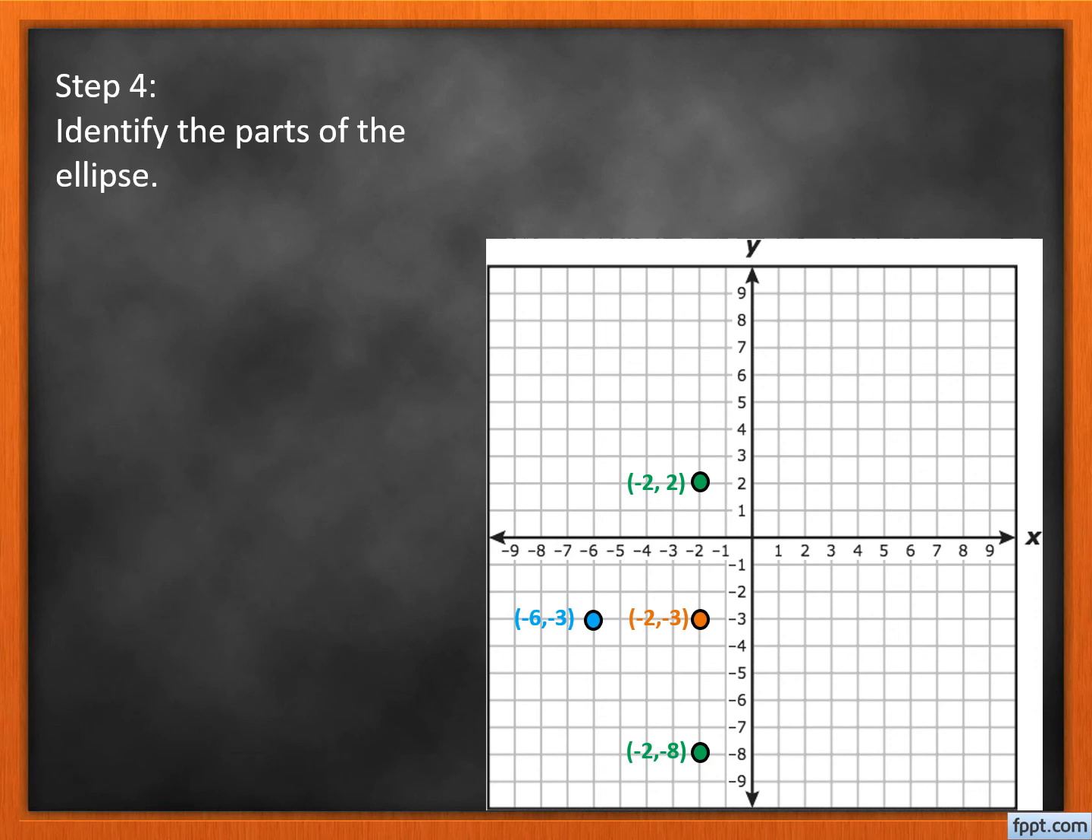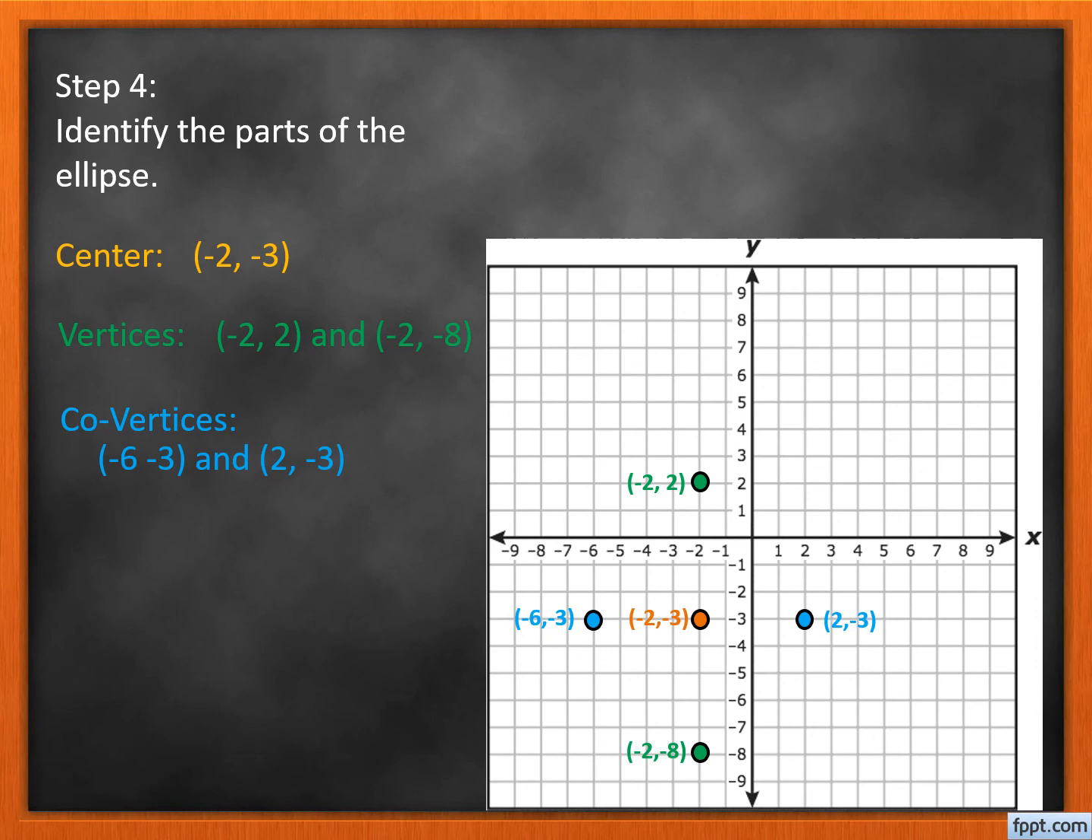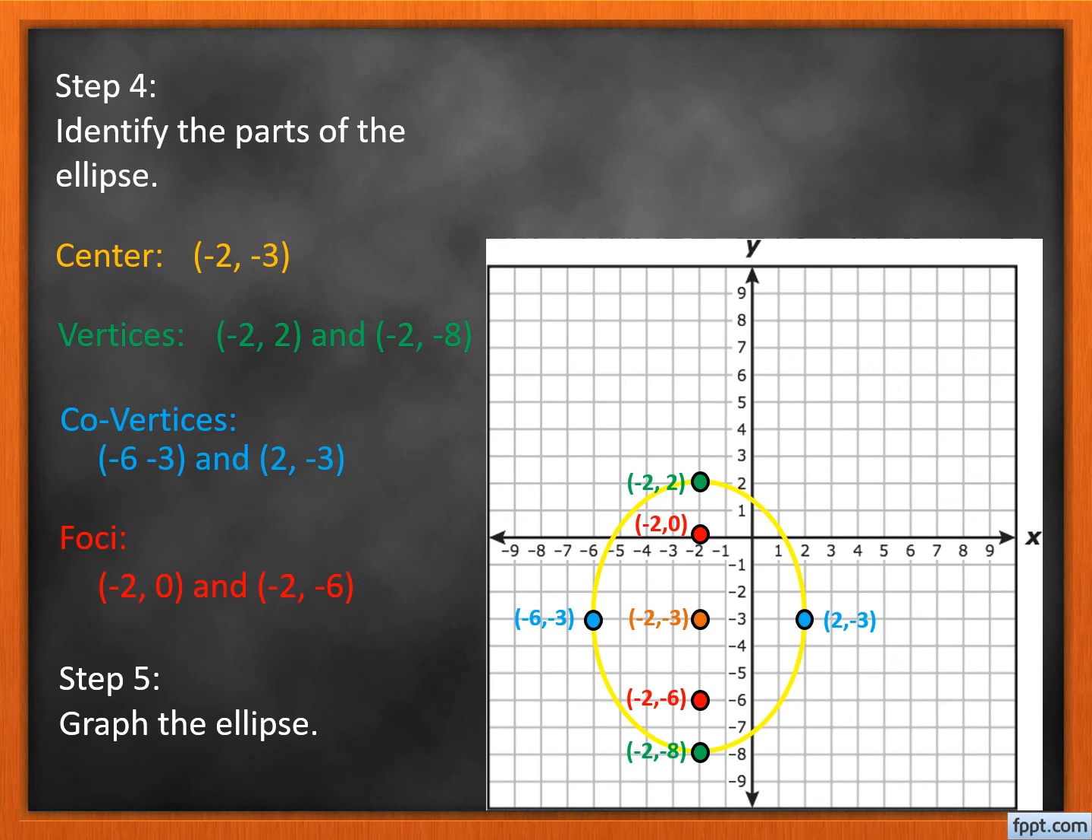Now we can identify the parts of the ellipse. Center is at (-2, -3). The two vertices are at (-2, 2) and (-2, -8). The co-vertices are at (-6, -3) and (2, -3). Foci are at (-2, 0) and (-2, -6). And using those points, we can now graph our ellipse.